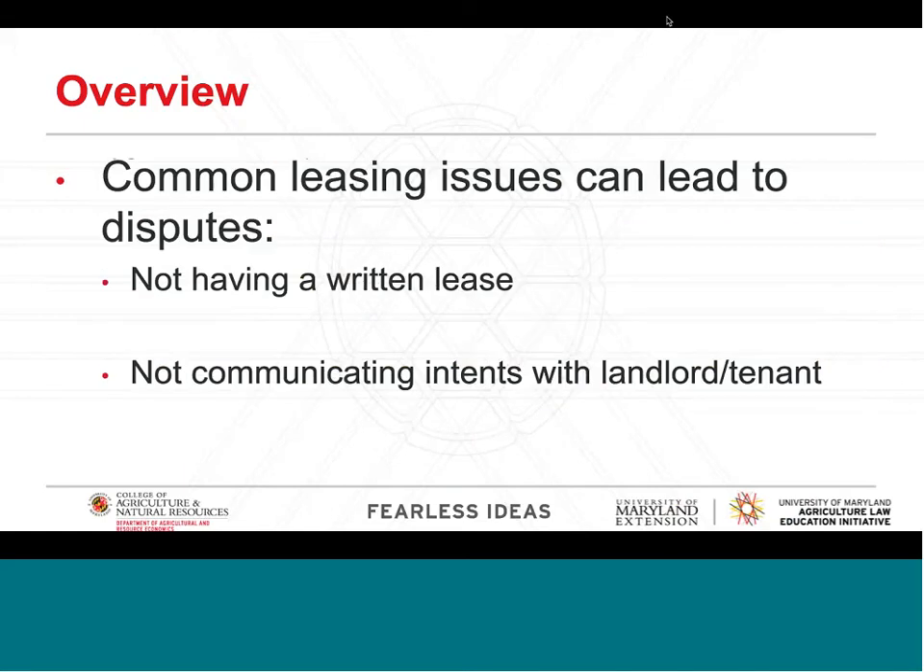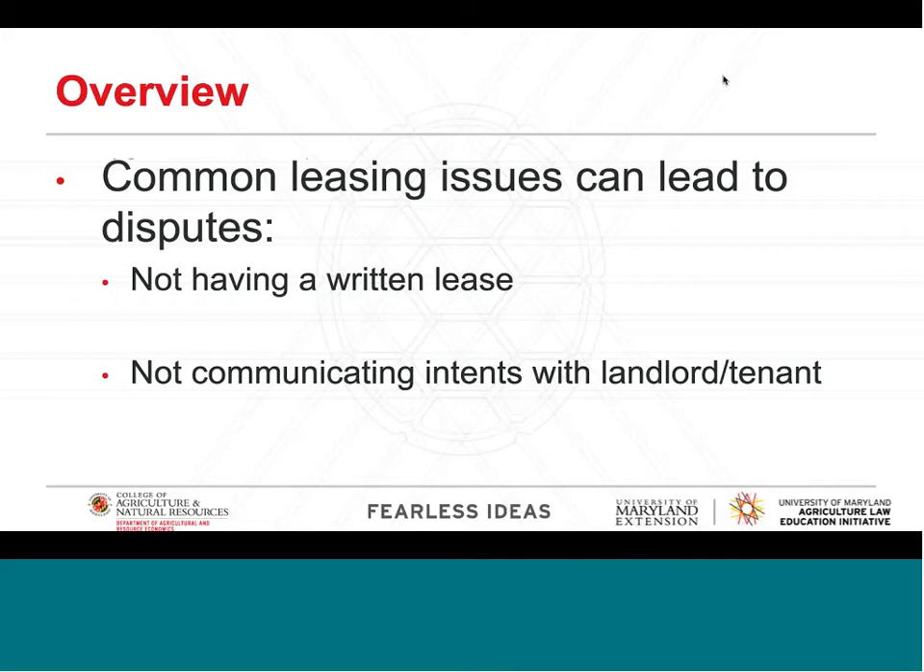The biggest issue that typically comes up is that we may have no real written lease, and then there may be communication issues that pop up between the landlord and the tenant over the life of the lease.